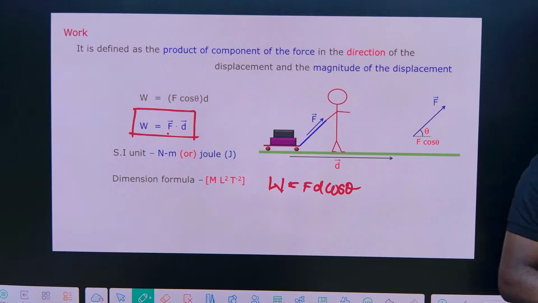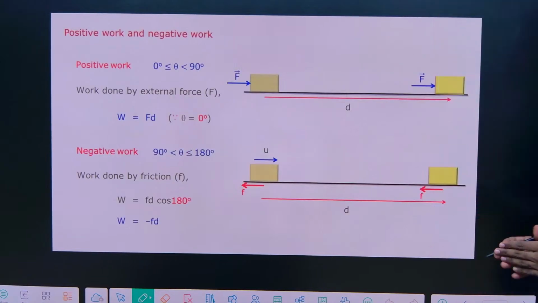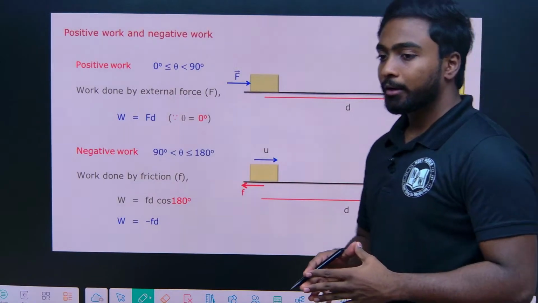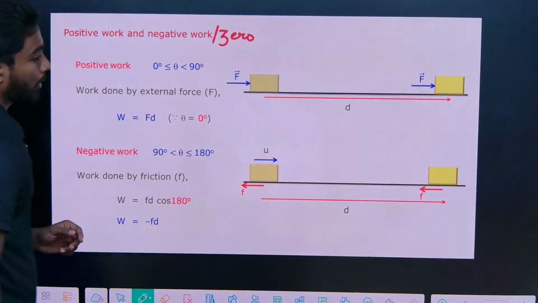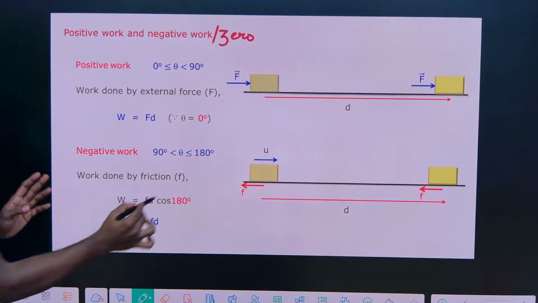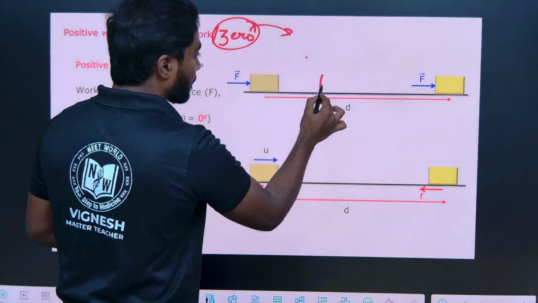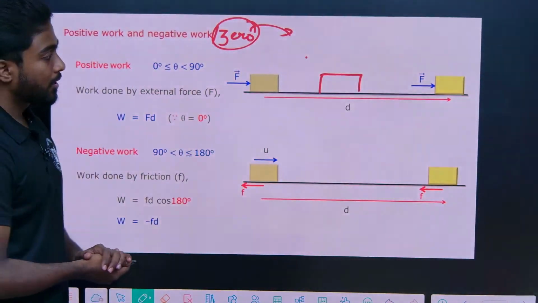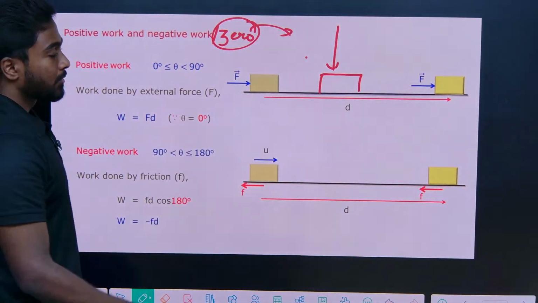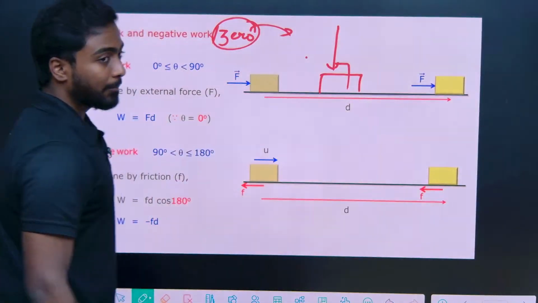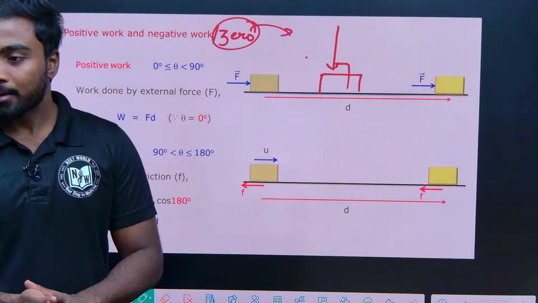Done? Okay. So positive work and negative work, and one more type is zero work. When we talk about zero work, when an object is there, if I apply a force like this perpendicularly, the angle between them will be 90 degrees. Cos 90 is 0. So work done will be 0.